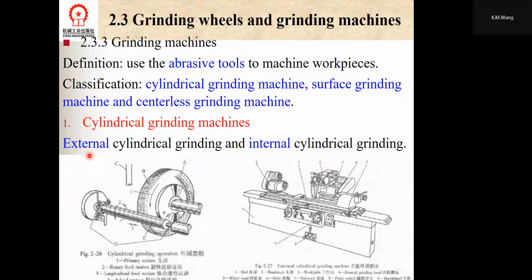They include external cylindrical grinding and internal cylindrical grinding. This is a picture of the cylindrical grinding machine. First, this is the grinding wheel, the main motion. Second, this is the workpiece. The workpiece will rotate, and this is the rotary feed motion. This is the movement of the grinding wheel, the longitudinal feed motion, and in this direction, this is the infeed motion.